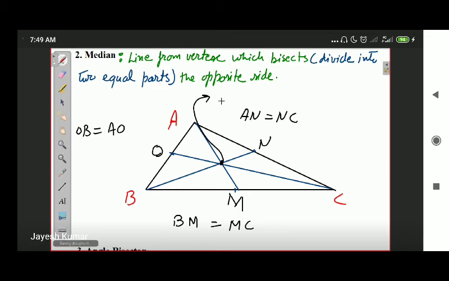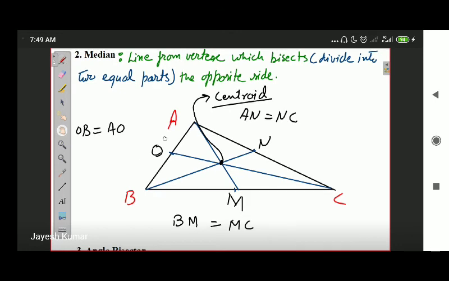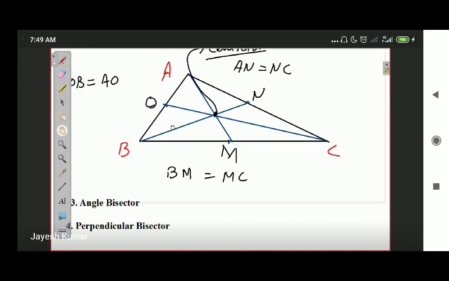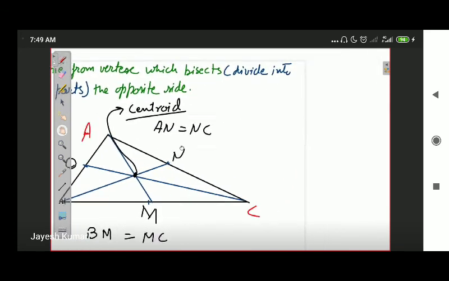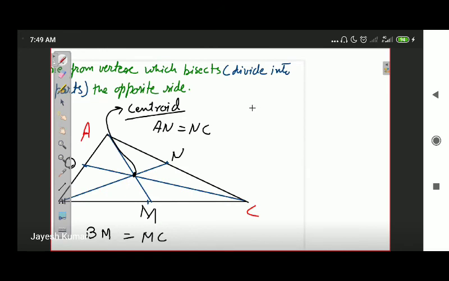This point is called the centroid. Let us write it down. The centroid is the point of intersection of all three medians of a triangle.